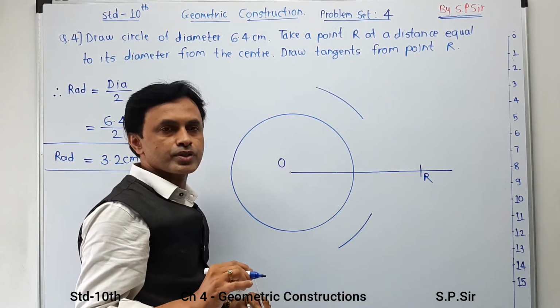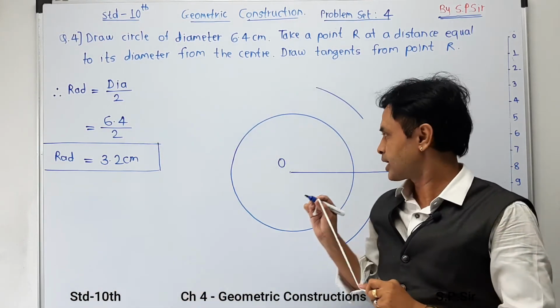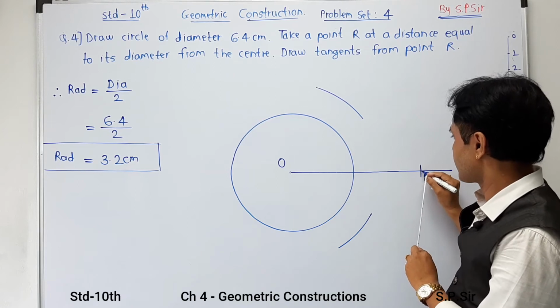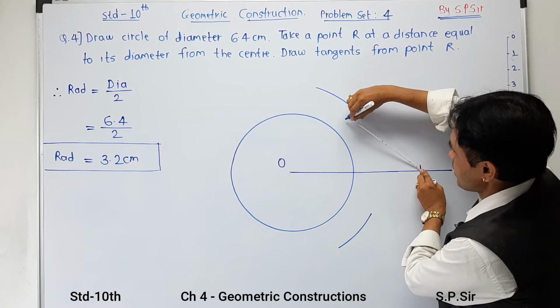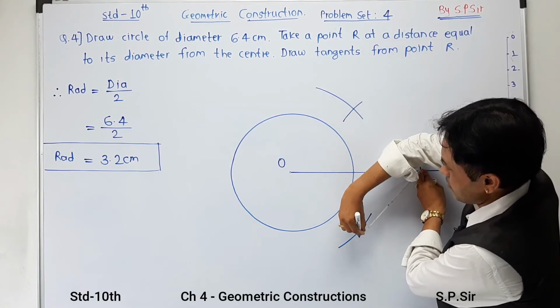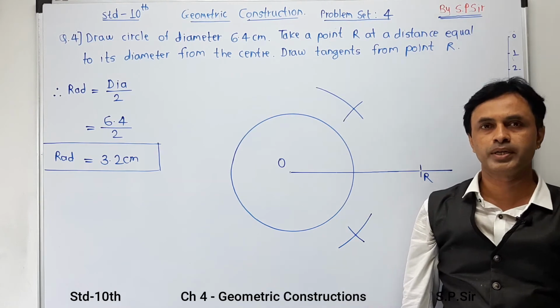This is the first step. Now, keeping the distance fixed, you have to take the next point, that is R, and from this R you make 2 marks. The first mark is upstairs and the second mark is downstairs. In this way your part 1 is completed.